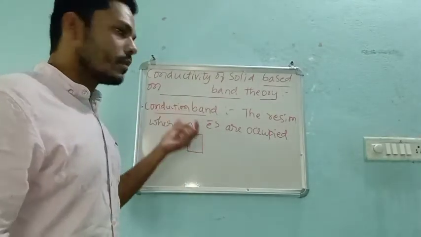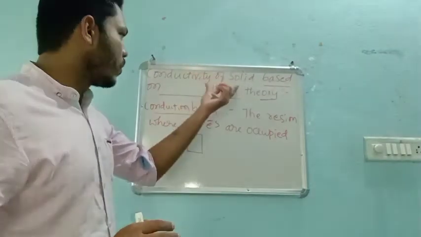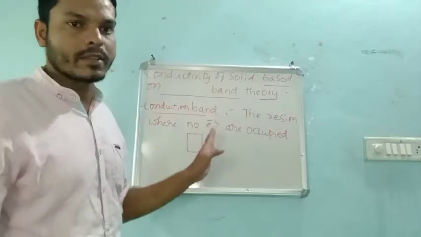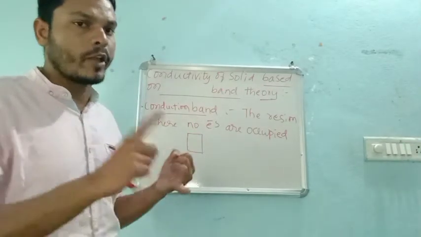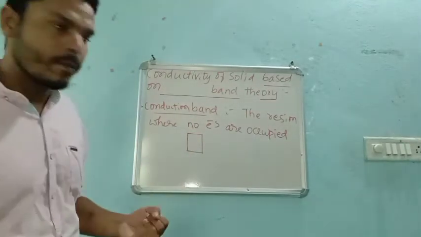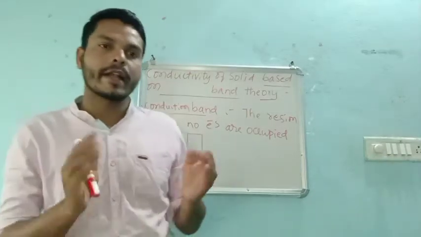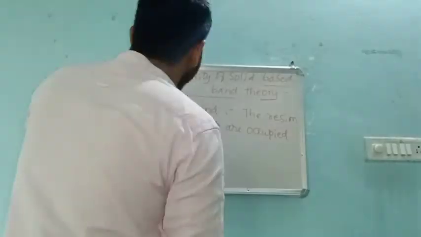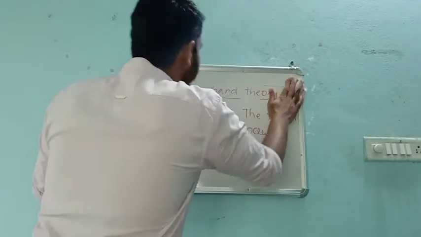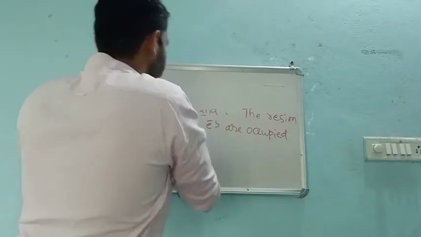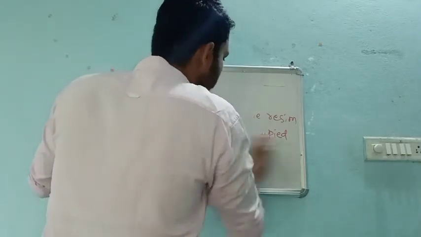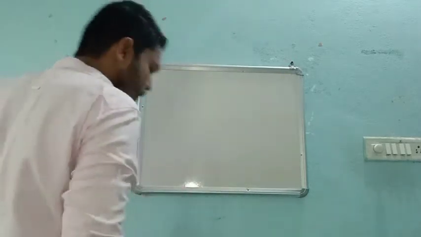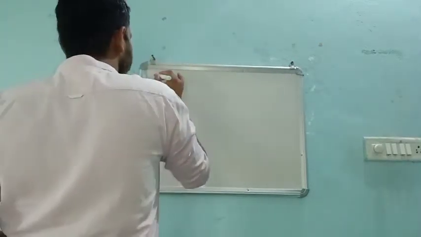To understand this theory, we have to understand the bands. There are two bands: the valence band, where the probability of finding an electron is more, and the conduction band, where there are no electrons. Now, if I consider the three diagrams, then we can identify what these are.